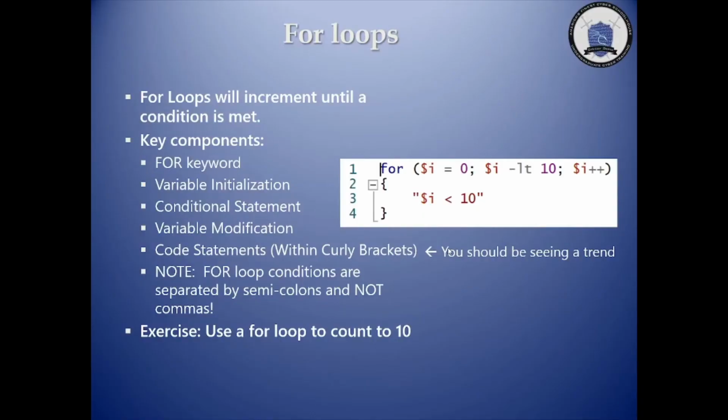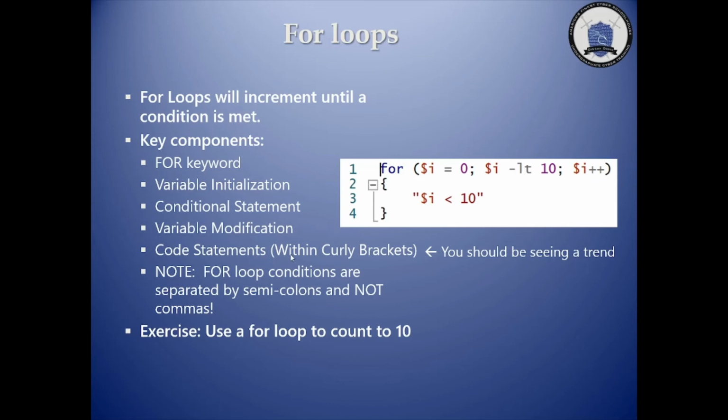All right, so now I'll go ahead and jump into the for loops. So for loops will increment until a condition is met. The key components of a for loop is the for keyword, obviously, which you see here on the right. And then we've got the variable initialization. So here we've got variable I is equal to 0, so we're initializing I here. The conditional statement, so here's the second part, I less than 10. And then at the end there, the third one, variable modification. So again there, we have variable initialization, conditional statement, and then variable modification.